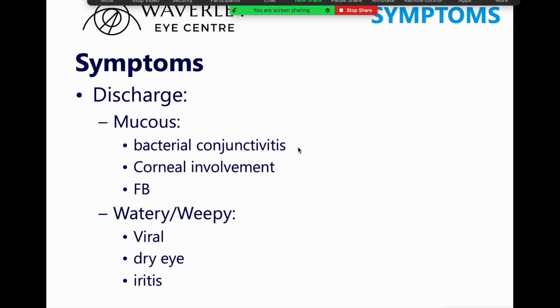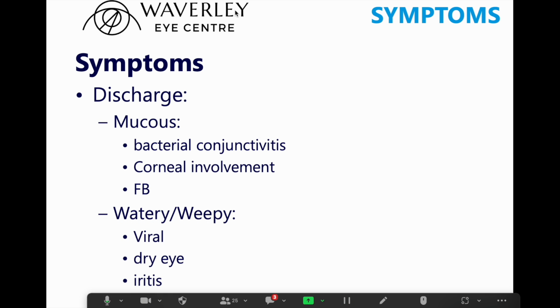All right, so discharge, the last symptom that you might have: is it mucus or is it watery, weepy? These can give you clues. Do you have any opinions on discharge? Well, if it's bacterial, you're going to think purulent, you're going to think pus. Bacteria is super rare, so it's a green pus, whereas the other stuff is kind of more mucousy and yellow. Fair enough.